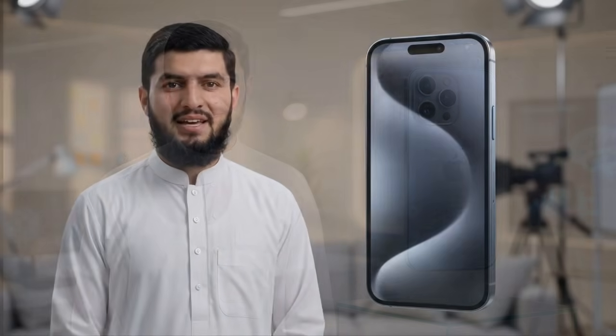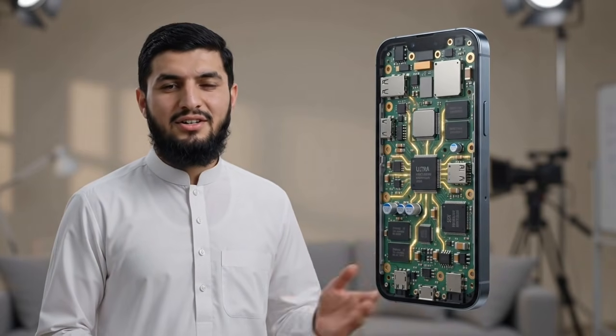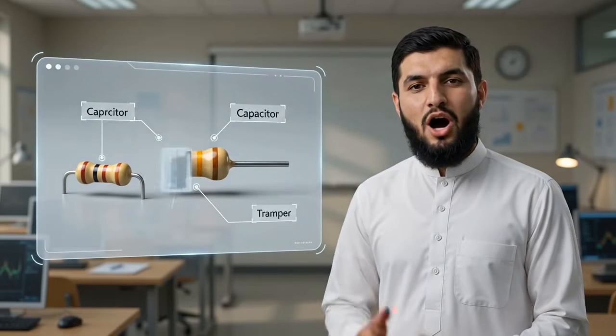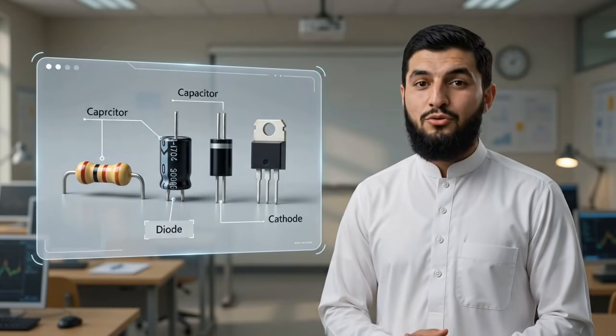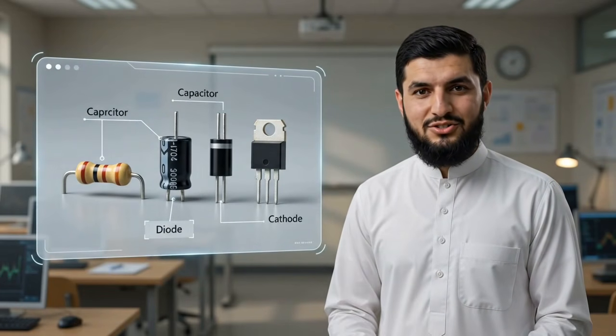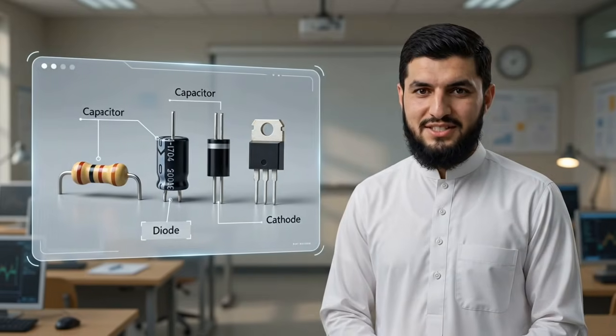For example, your smartphone uses electronics to receive signals, process information, store data, and communicate with other devices. Inside that smartphone are many tiny electronic components working together to perform different functions. Some of the most common electronic components are resistors, capacitors, diodes, and transistors.